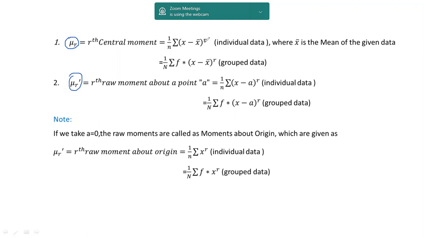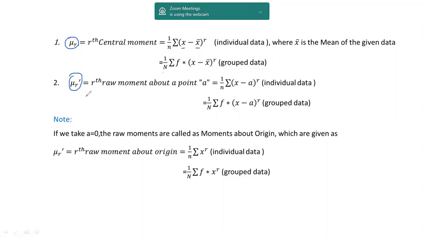If you want to get the first moment, r equals 1. If you want to calculate the second moment, then we take r equals 2. Like that, the rth moment generalized formula is 1 by n summation of x minus x bar whole power of r, where x is the individual series data that they will provide, and x bar is the average of that series data. Similarly, if the data is grouped data, then the rth moment will be 1 by capital N, where capital N is the sum of all frequencies, into summation of f into x minus x bar whole power of r. This is the rth central moment.